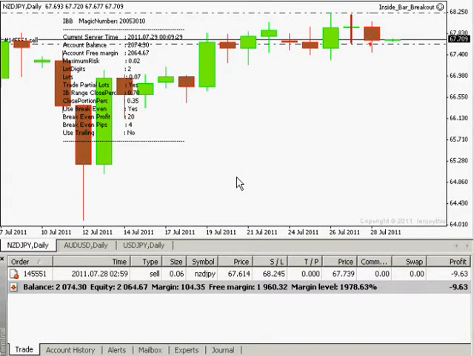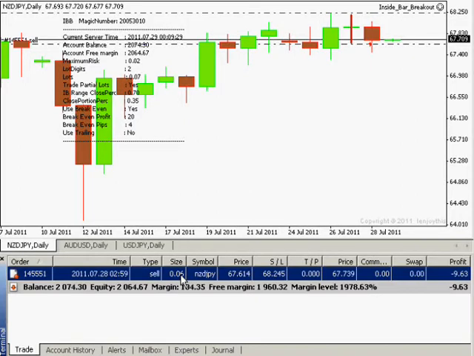Here we are, it is July 29th. We're carrying one position over from the July 28th session. We are short the New Zealand dollar versus the Japanese yen at the price of 67.61 fractional pip 4. The amount is 6,000 worth.